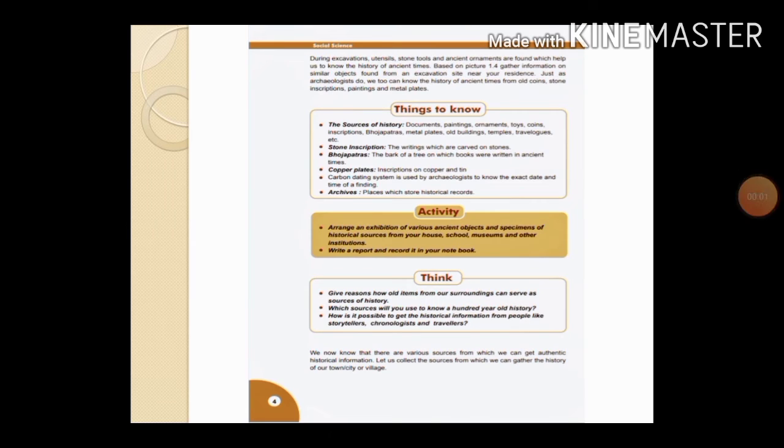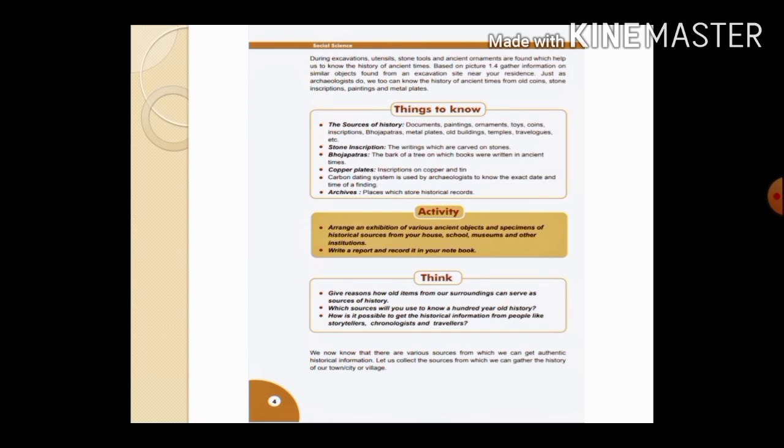Now coming to the next topic, vessels, ornaments and tools. During excavation, utensils, stone tools, and ancient ornaments are found which help us to know the history of ancient times. Based on picture 1.4, gather information on similar objects found from an excavation site near your residence. Just as archaeologists do, we too can know the history of ancient times from old coins, stone inscriptions, paintings, and metal plates, like in a program on Discovery Channel, American Diggers.